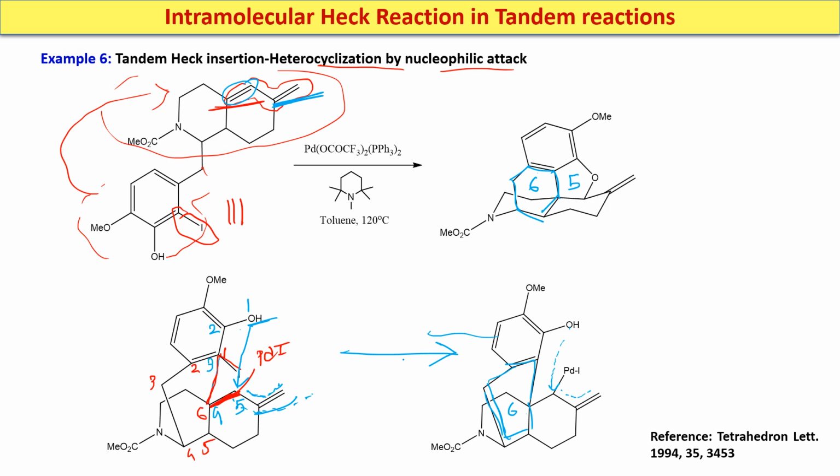Okay, so that's all about this video, where we have seen how chiral centers can be generated by Heck reaction, intramolecular Heck reaction, and also when tandem reactions are possible, and we have also seen the combination of these both. I hope this video will be helpful to you. Thank you for your time.